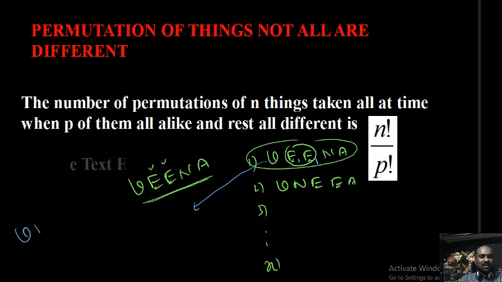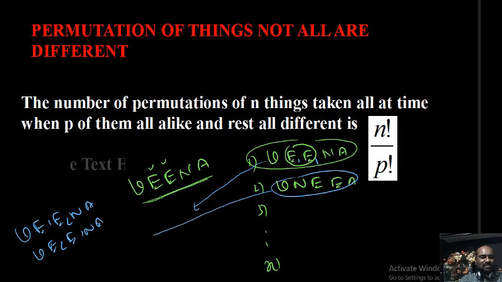I will write them: V E1 E2 N A, V E2 E1 N A. Similarly, this one gives another two factorial linear permutations. What is this, Nana? V N E1 E2 A, V N E2 E1 A, like that. So what is the meaning of that?